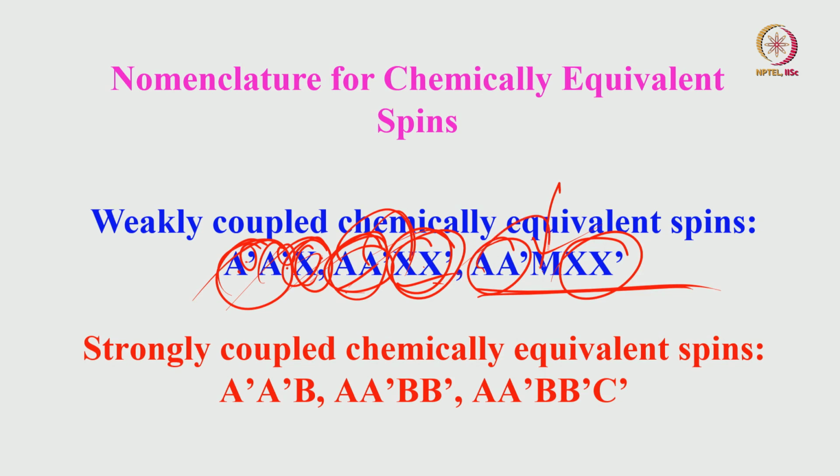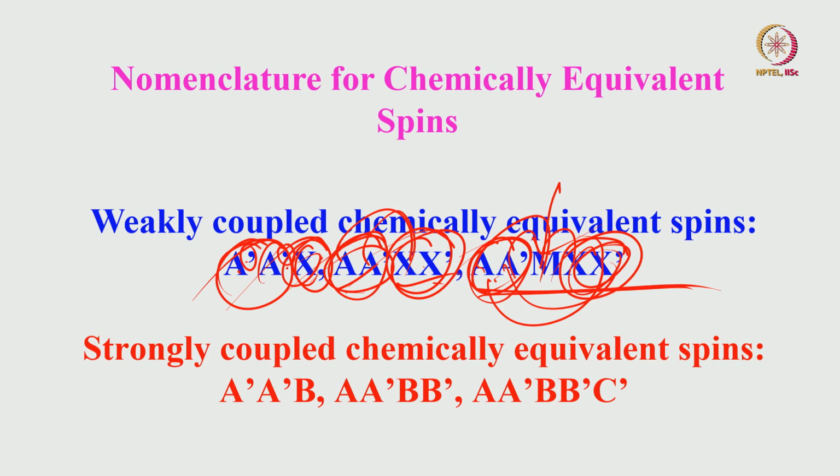Now, there can be a coupling between A and M, A prime and M, X and M, X prime and M, and coupling between A and X will be there, A prime and X will be there. They are all strongly coupled, and between A and M they are weakly coupled, between X and M they are weakly coupled, and they are all equivalent spins, A and A prime. So, equivalent spins are given the prime notation.